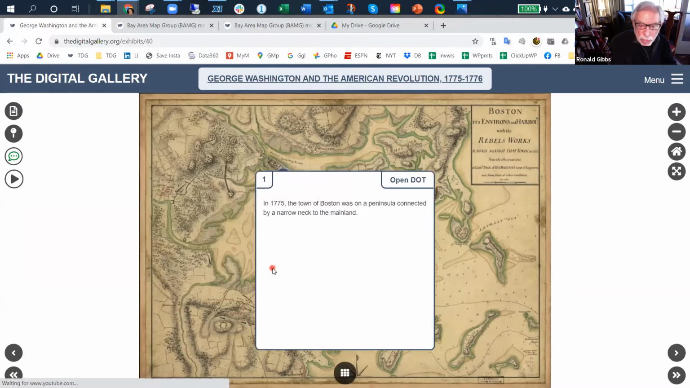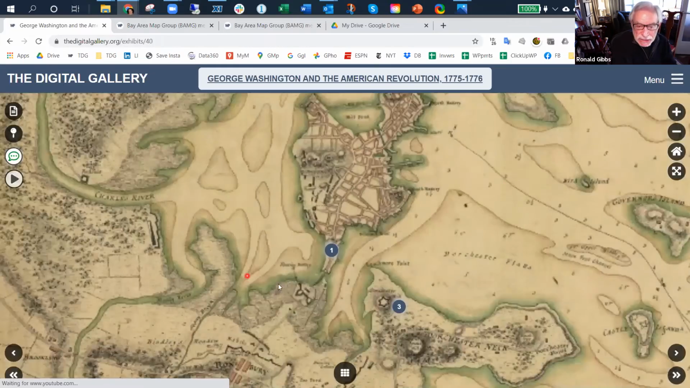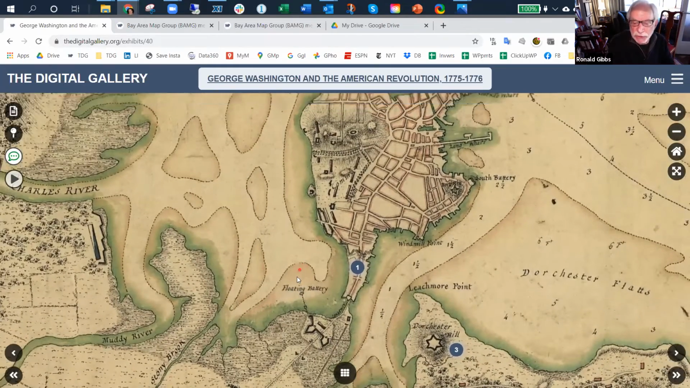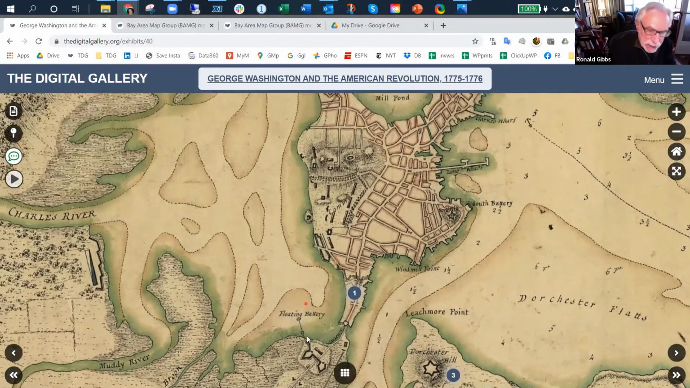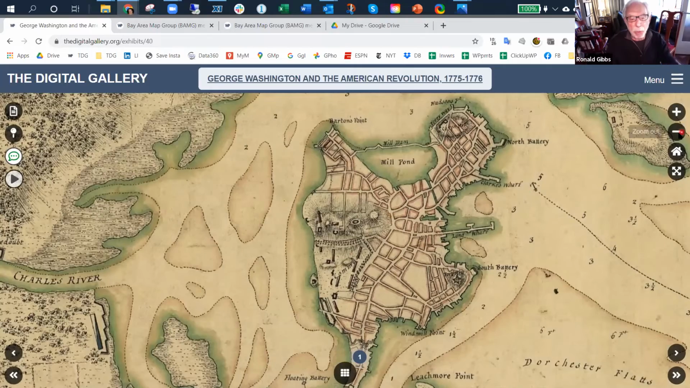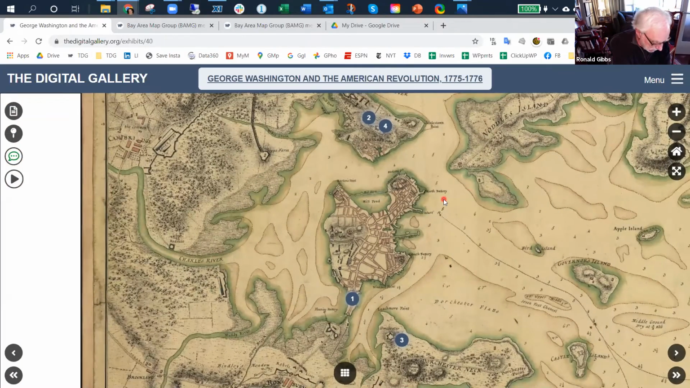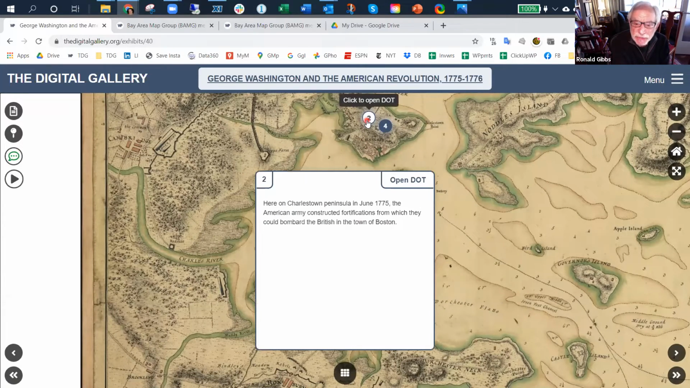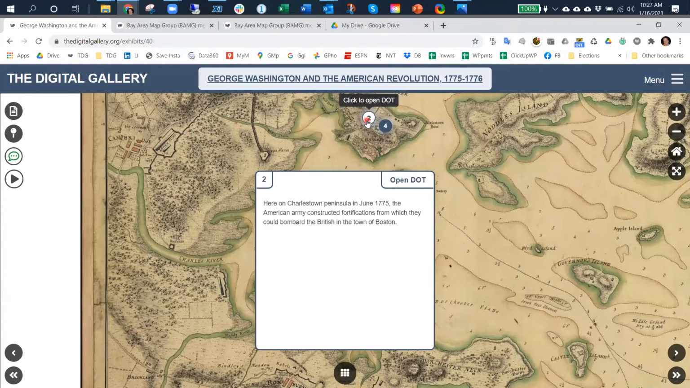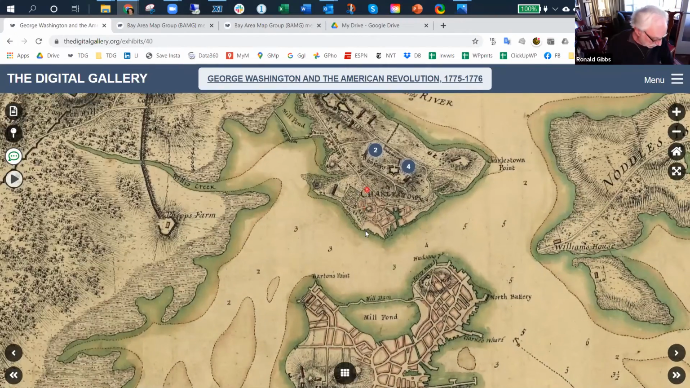Point number 1 shows Boston Neck, and Boston itself was occupied by the British Army, and the Royal Navy controlled the harbor. But the militia was now, after Lexington and Concord, pouring into the countryside and hemming in the British. At point number 2, in June of 1775, the British command wakes up and they find that the Americans have fortified this position in Charlestown. Well, the British general is General Gage, and he can't put up with these upstart Americans putting cannon out there where they can threaten him.